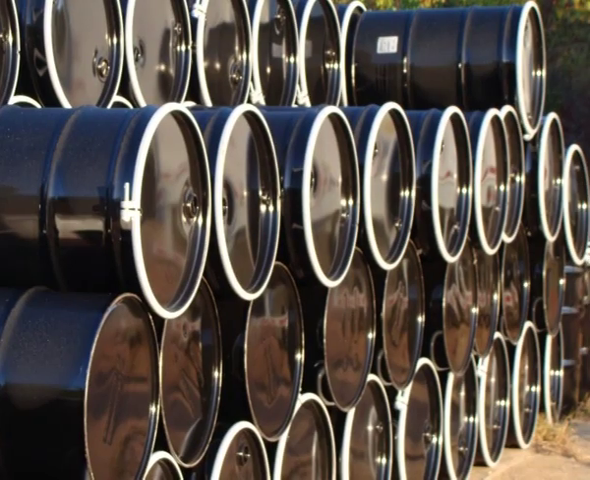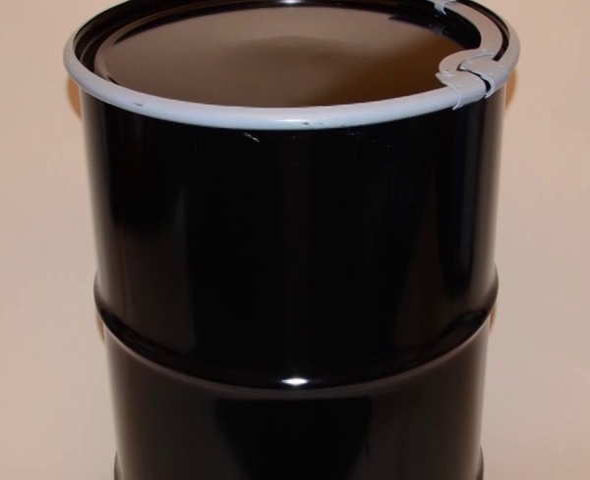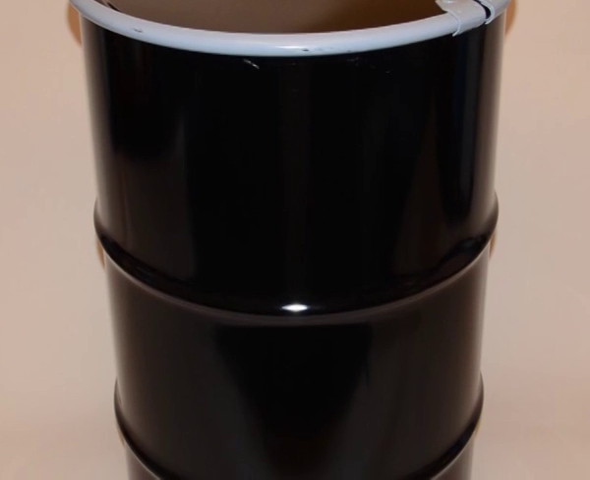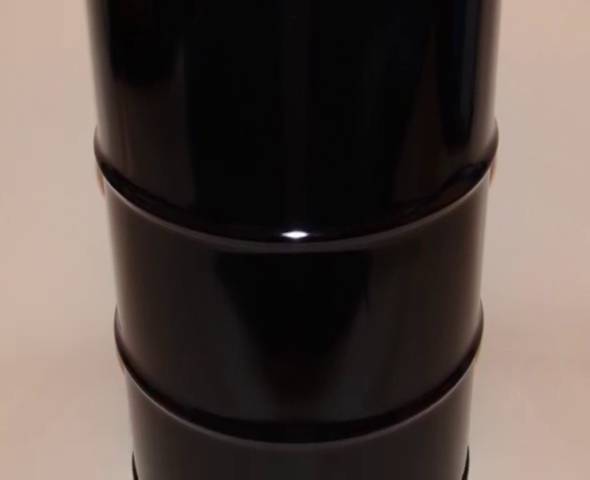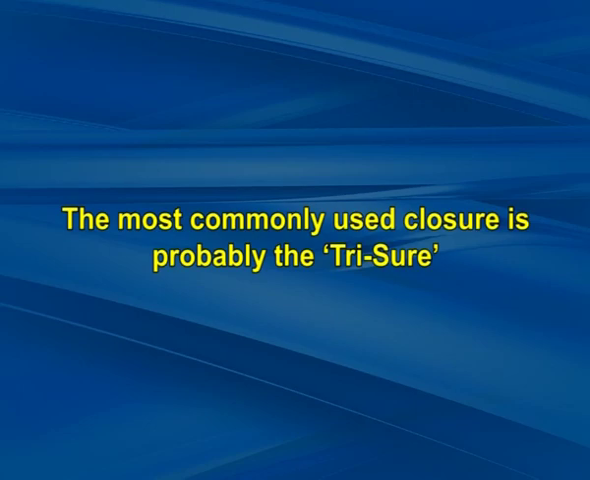Number 2. Tight-headed are used mainly for liquid. This implies that the top of the container is permanently secured by the drum manufacturer, with apertures for filling and emptying being provided in the lid itself. The most commonly used closure is probably the trisure. This consists of an externally threaded bung fitted with a plastic or rubber gasket plus an overcap.